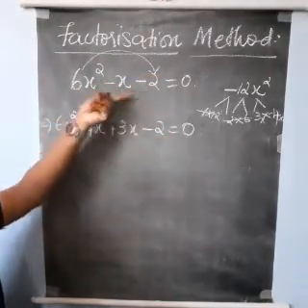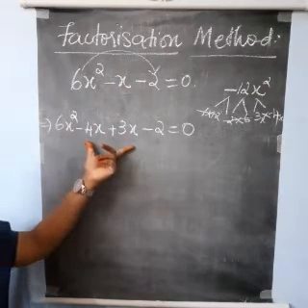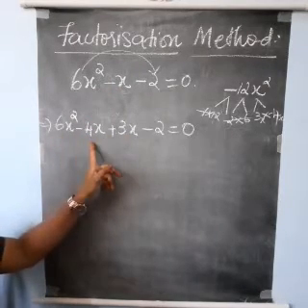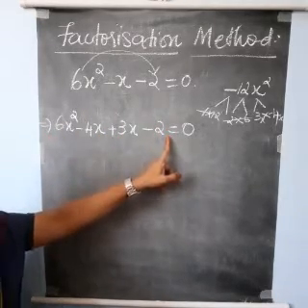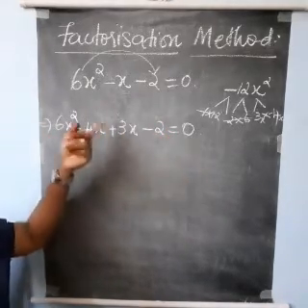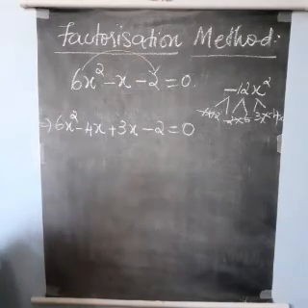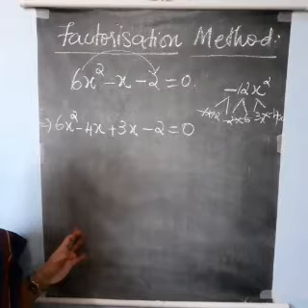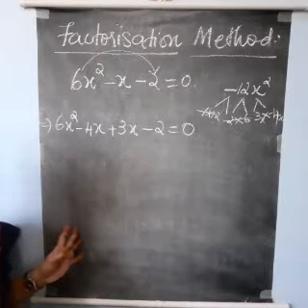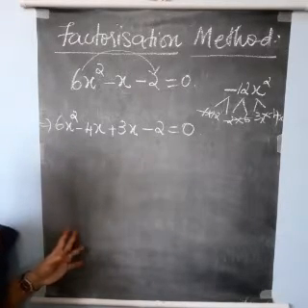The middle term I have split into 2 terms such that when I multiply them, I will get the product of the first and the third term, and when I add or subtract, I will get the middle term. Okay, this is splitting the middle term. That is how we learned it in class 8 and 9. Now we will learn it as the factorization method.